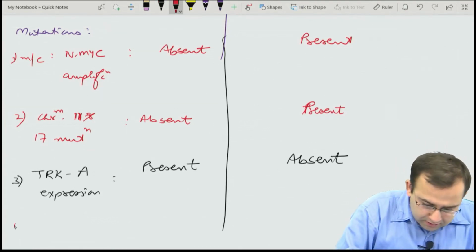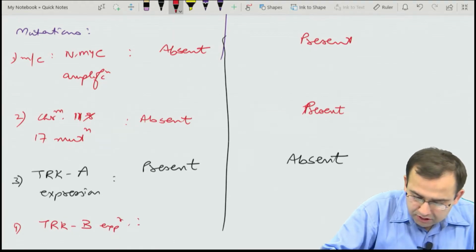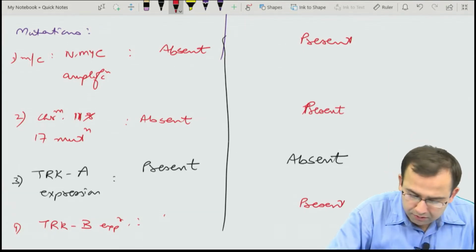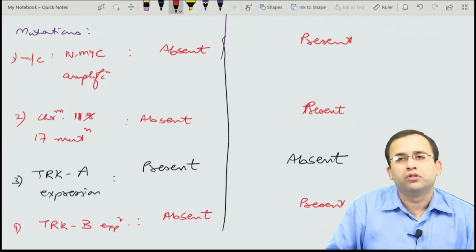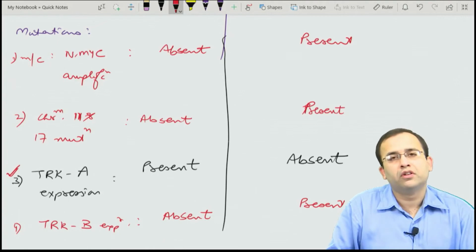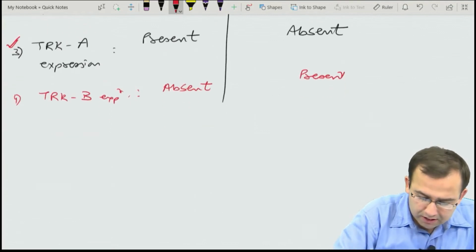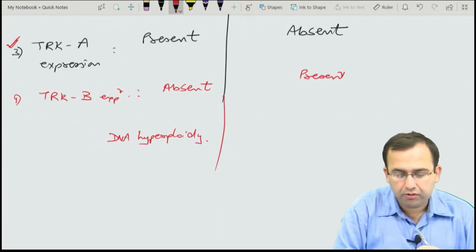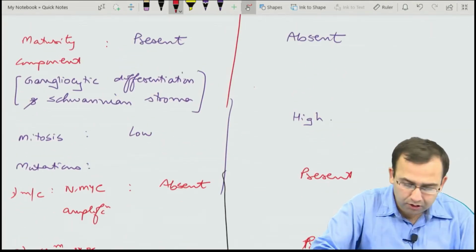And the last is TRK B expression, which follows the general rule: present is poor prognosis, absent is good prognosis. So TRK A expression was the only exception. DNA hyperploidy is again associated with good prognosis. These are the prognostic factors in neuroblastoma.